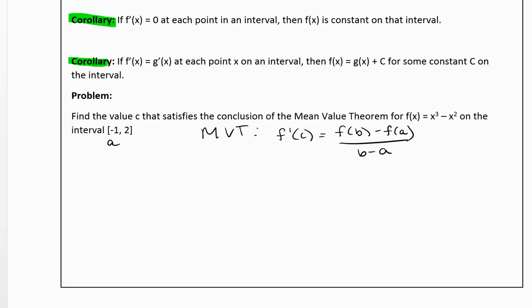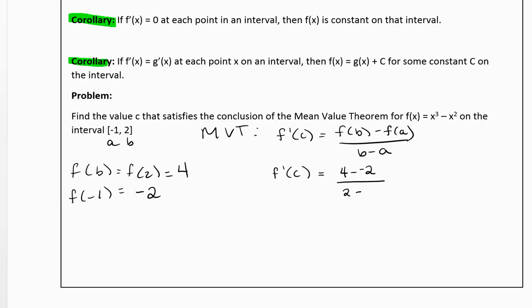So this is our a and this is our b. f of b would be f of 2, so we plug 2 into our function: 8 minus 4, we have 4. And f of -1, or f of a, would be -1 minus 1, so it would be -2. So there's some point c where f prime of c is equal to 4 minus -2 over 2 minus -1. So we get 6 over 3, which is equal to 2. There's some point where the derivative is equal to 2.